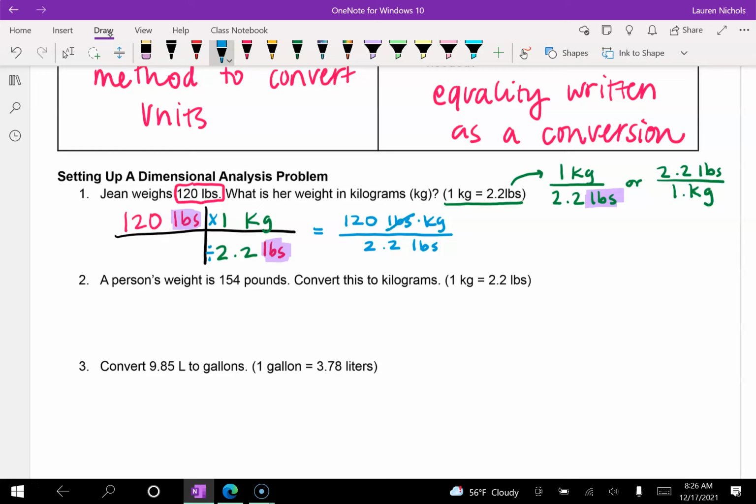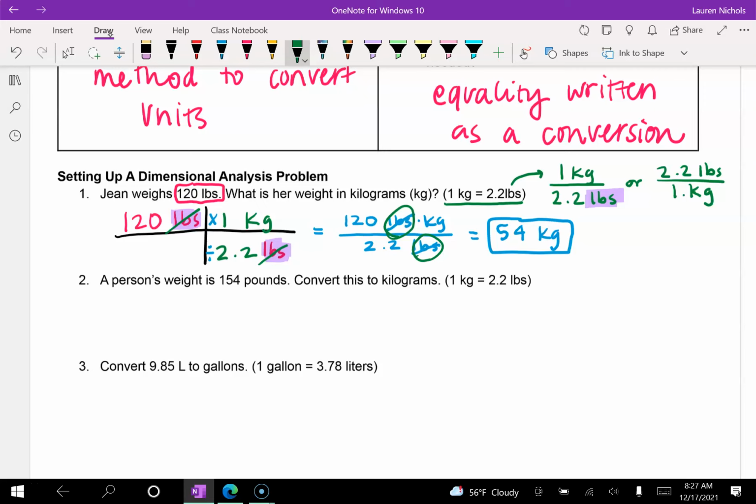Then pounds cancel out, and 120 divided by 2.2 is 54 kilograms. We don't necessarily have to separate it out with the 120 pounds per kilogram. I just want you to see why these units cancel out: they're on the top and the bottom of our fraction, so they cancel out.